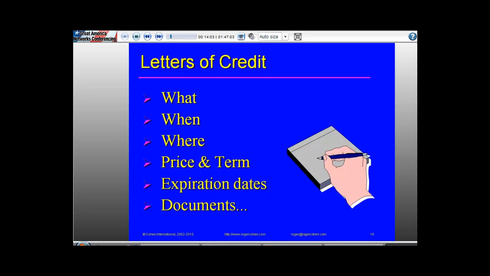Letters of credit are defined by what will be shipped, when it will be shipped, to where and from where it will be shipped, the price and terms of payment, also the Incoterm, certain expiration dates, and what kind of documents need to be included.